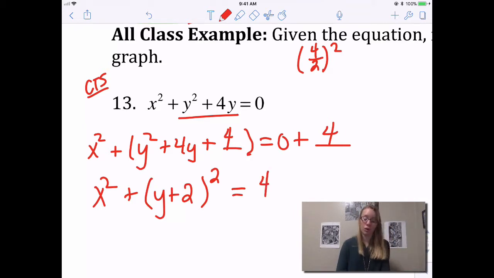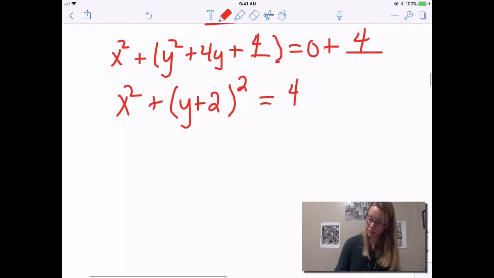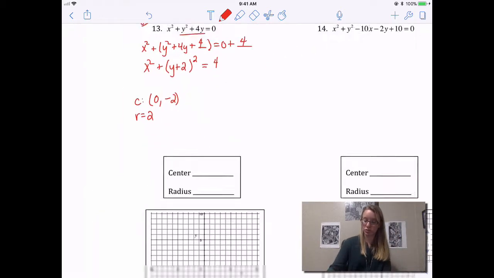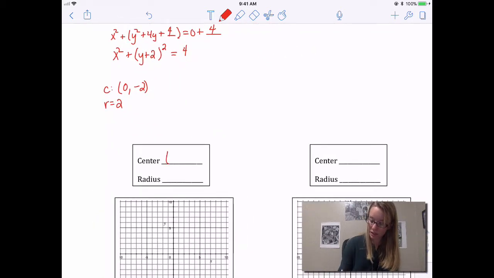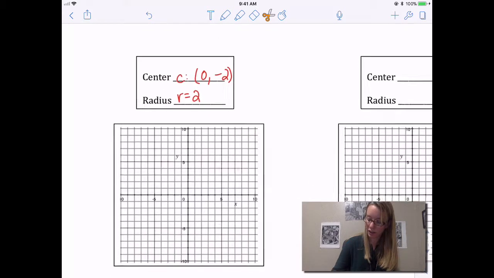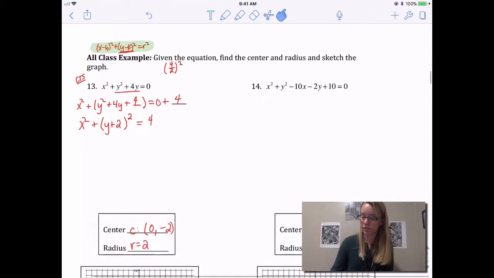Now that's not a whole ton of work, and now I'm in the nice, easy way to graph my circle. So I get 0, negative 2 for my center, and my radius is 2, okay, because the square root of 4 is 2. So my center again, I'll just move these down. Center again is 0, negative 2, radius is 2, and I can graph. So 0, negative 2 is right here, and then using the radius, looks like that. Okay.